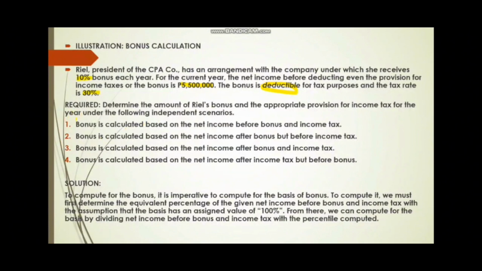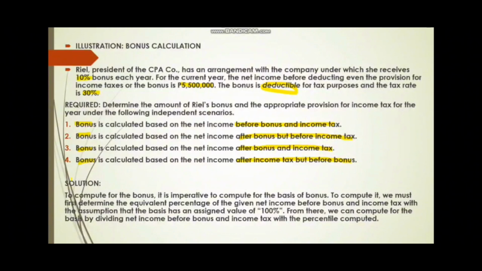Required, determine the amount of Riel's bonus and the appropriate provision for income taxes for the year under the following independent scenarios. Bonus is calculated based on the net income before bonus and income tax. Bonus is calculated based on the net income after bonus but before income tax. Bonus is calculated based on the net income after bonus and income tax. Bonus is calculated based on the net income after income tax but before bonus.